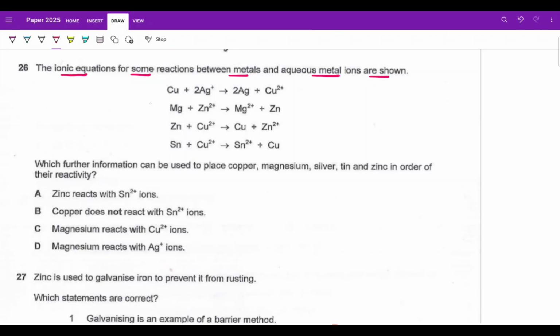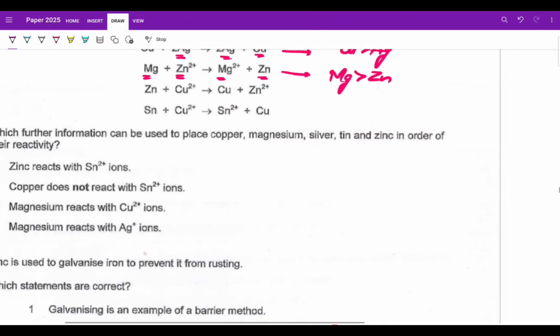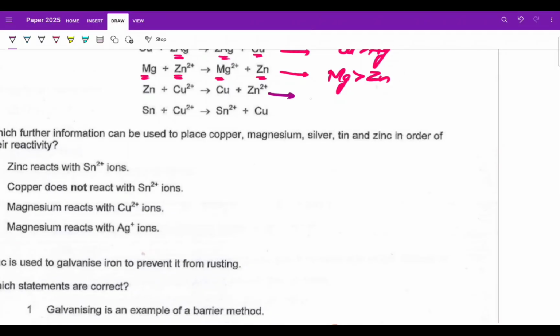Equation number 1 shows copper reacts with silver ions to form silver and copper ions, which shows that copper is more reactive than silver. By this equation, I can say copper is more reactive than silver because copper is displacing silver ions and forming its own ions. Magnesium reacts with zinc ions to form magnesium ions and zinc. This shows magnesium is more reactive than zinc. Next, zinc reacts with copper ions to form copper and zinc ions. It means zinc is more reactive than copper.